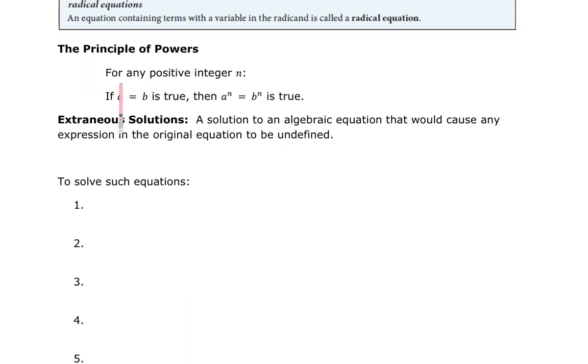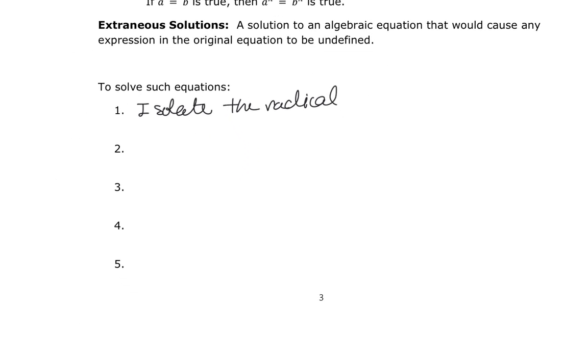So the principle of powers says for any positive integer n, if a equals b is true, then a to the n is equal to b to the n has to also be true. You may end up with solutions that are extraneous. So in other words, you might come up with algebraic equations with a solution, but that doesn't actually check. So to solve these kinds of questions, which are radical equations, the first thing you want to do is isolate the radical. The second thing you're going to do is multiply both sides by what power eliminates the radical.